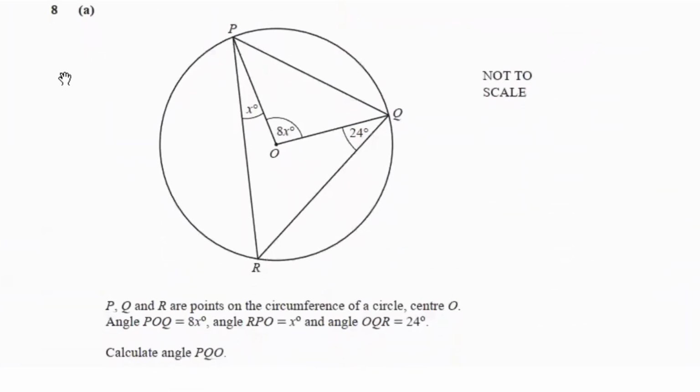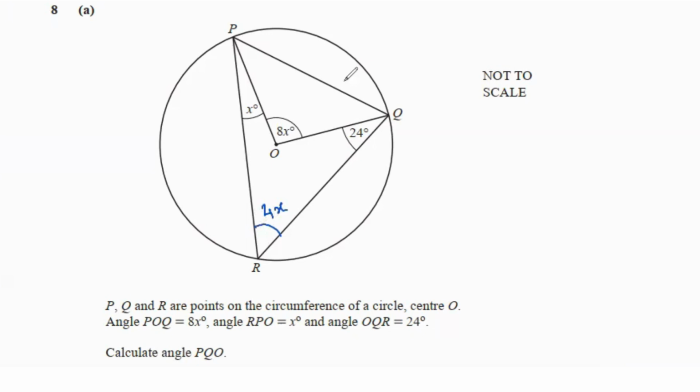Question 8 says P, Q, and R are points on the circumference of a circle, center O. Angle POQ is 8x, angle RPO is x, and angle OQR is 24. Calculate the angle PQO. We know that when there's an angle at the center of a circle, the angle at the circumference is half of it, which is one of the circle theorems. So this is going to be 4x.